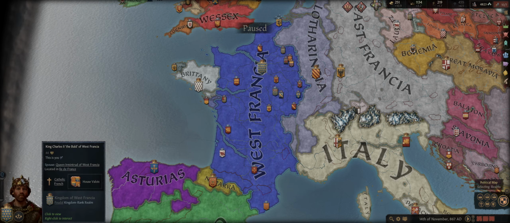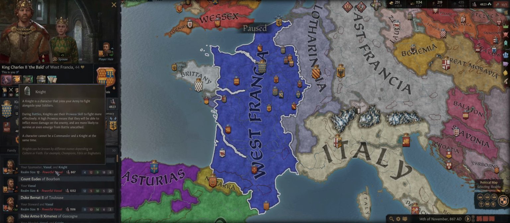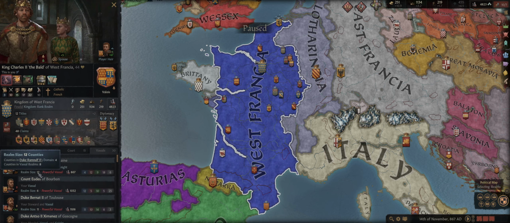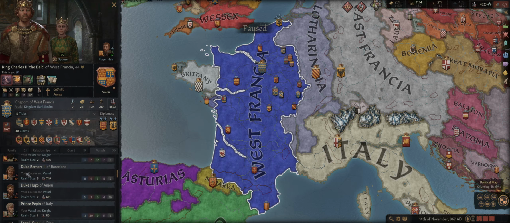So to begin, let's go ahead and open up our vassals tab. As you can see here, this lists all the vassals. The powerful vassals are all listed first, followed by everyone else. It shows you their relationship to you, their contracts, the realm size, as well as particular levies that they provide to you, as well as all of their statistics.